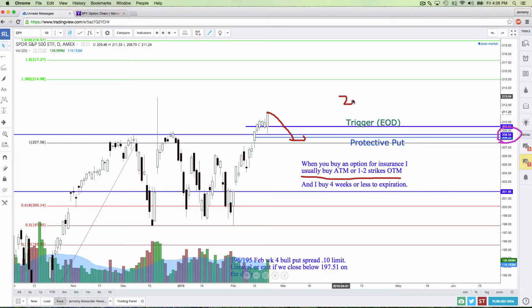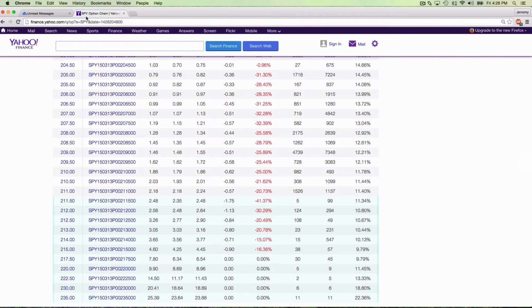In that scenario, 208 would be at the money, because the strike is pretty much exactly where the stock is trading. 1 strike price out of the money would be 207, and another strike price out of the money would be 206. So here's the option chain, and right now the 208 put, you could buy it for $1.34.